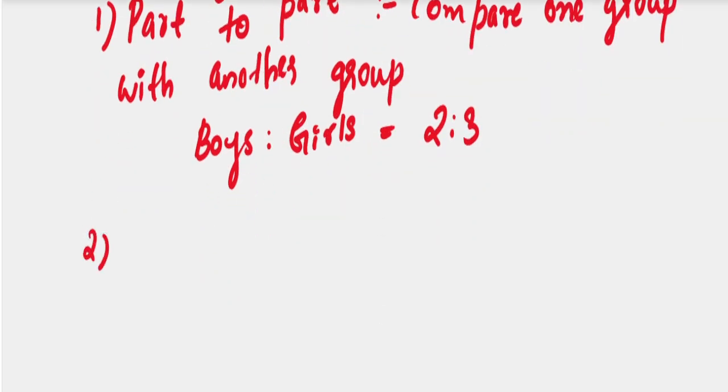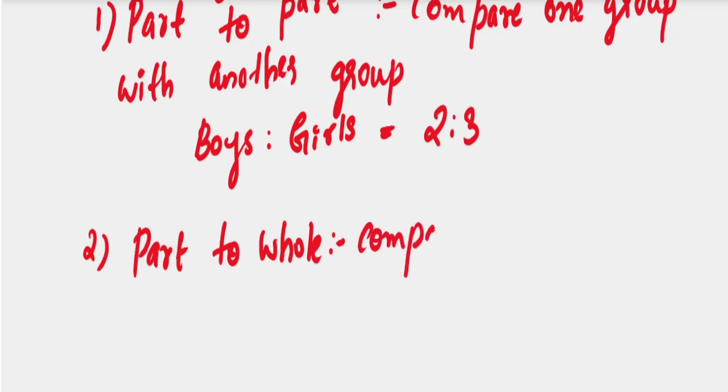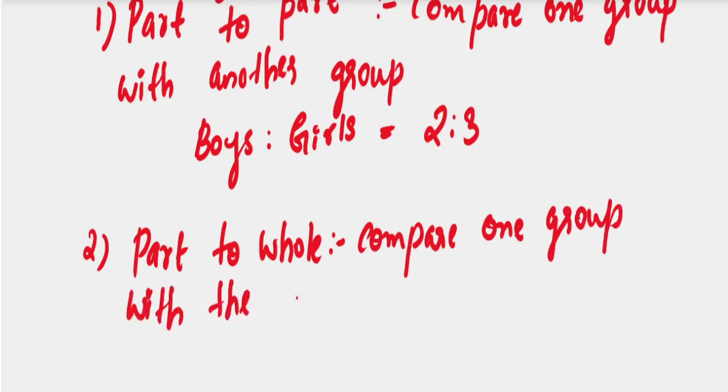the second one, part to whole. Here we compare one group with the total. We know that boys is to girls is 2 is to 3, right? So what will be boys is to total? One group is boys and the other we compare with the total.